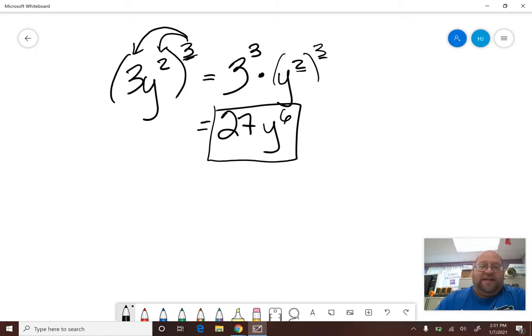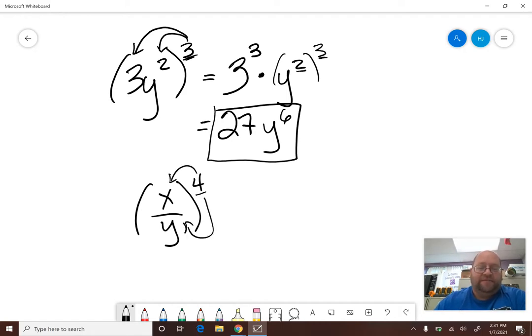Now let's look at this same principle with another type of problem. Let's say we have x divided by y, again still in parentheses, but all of that is being raised to the fourth power. Well, again, this fourth power applies to everything that is inside. So because it is being applied to everything on the inside, I can look at this as x to the fourth power over y to the fourth power.